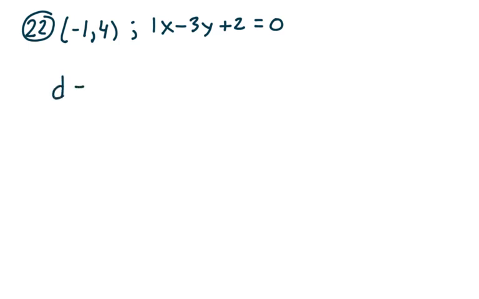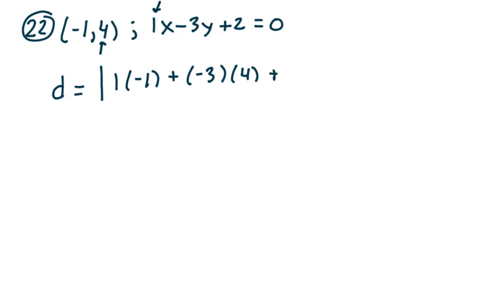Let's take a look at 22. Suppose we have the point (-1, 4), and then the equation of the line is given by 1x minus 3y plus 2 equals 0. Now, D is the absolute value. I'm going to take 1, that's the coefficient of x, times negative 1. Then I'm going to go plus negative 3 times 4. Okay, that's where I'm getting the 4. It's the second coordinate of that point.